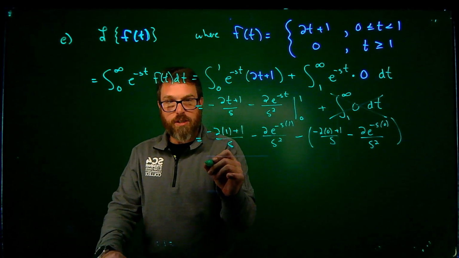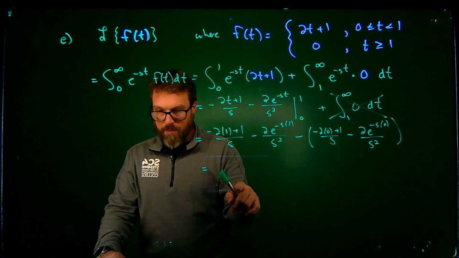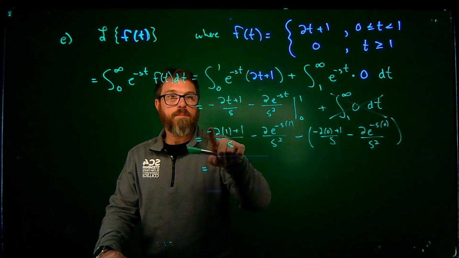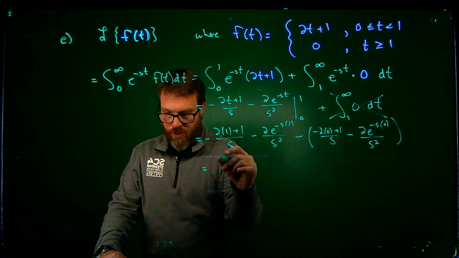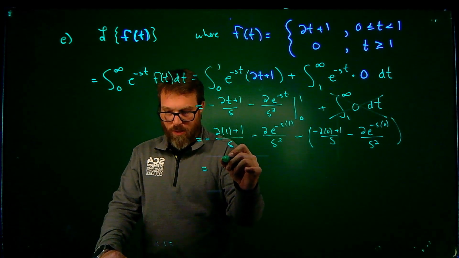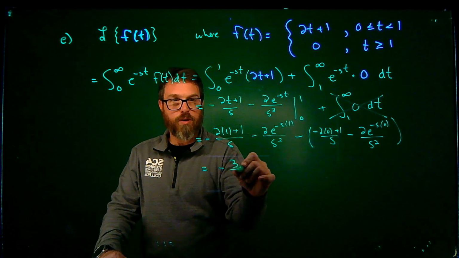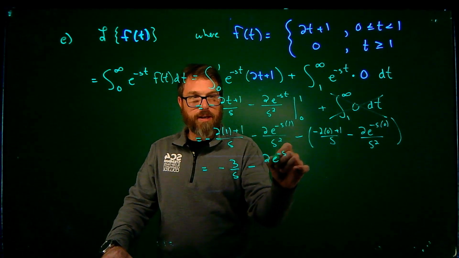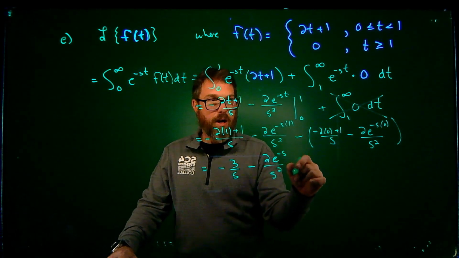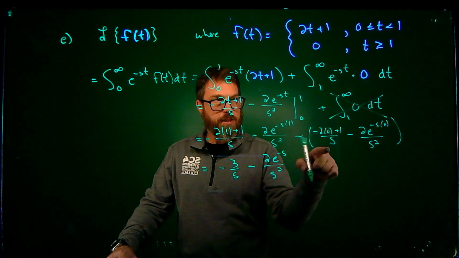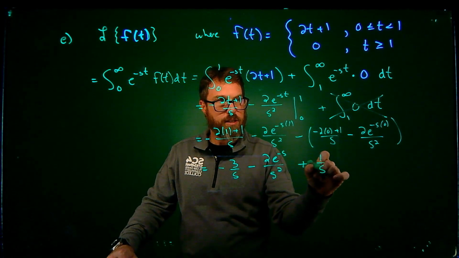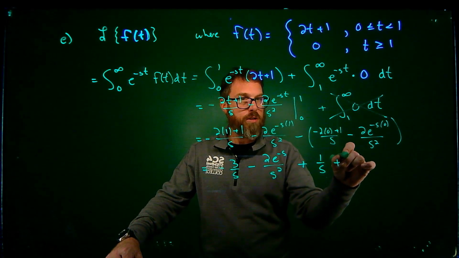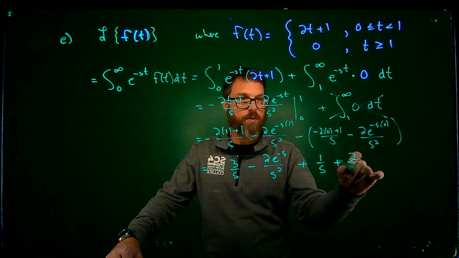So when we're done with this, simplifying, this is going to be equal to minus 3 over s minus 2e to the minus s over s squared. Minus and minus is going to be plus 1 over s, and then minus this is going to be plus 2 over s squared.